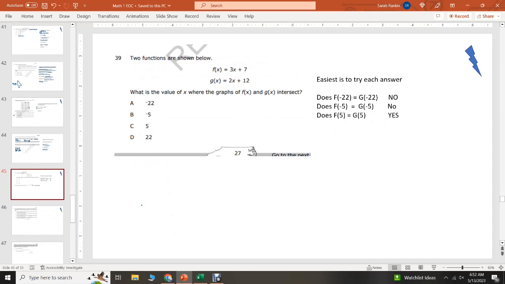Two functions. Well, again, the easiest way in my view is just take each one of these answers and it's got to work in both equations where they intersect. So they have to be equal. So f of x has to equal g of x. So does f of 22 equal g of 22? Well, you put it into the calculator. No, it doesn't. You get different answers. Same thing with f of -5. The one that works is f of 5.